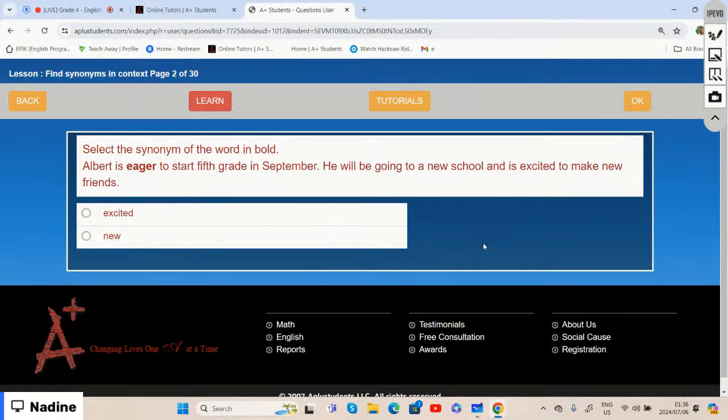Albert is eager to start fifth grade in September. He will be going to a new school and is excited to make new friends. So, eager, we need to find the synonym of the word eager. Is it excited or is it new?